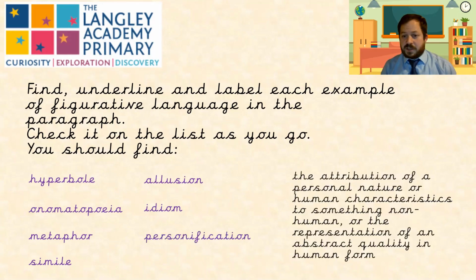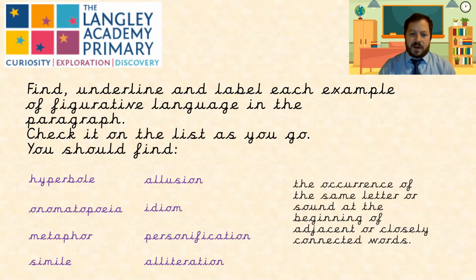You might have personification, which is giving something which isn't living, a non-human thing, a human quality or human form. And finally, alliteration, which is the occurrence of the same letter at the beginning or the same sound at the beginning of a word that are closely connected. They don't have to be next to each other, but are closely connected to each other. So I'm going to show you the paragraph. You're going to pause and see what you can do.